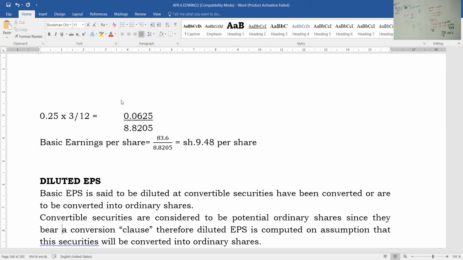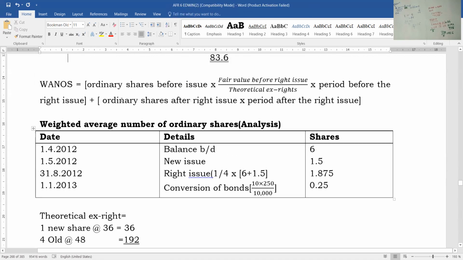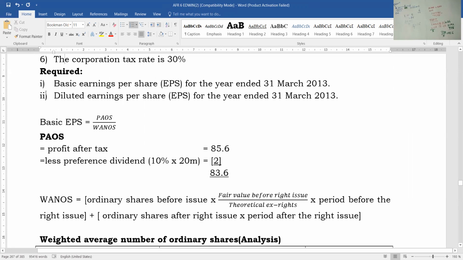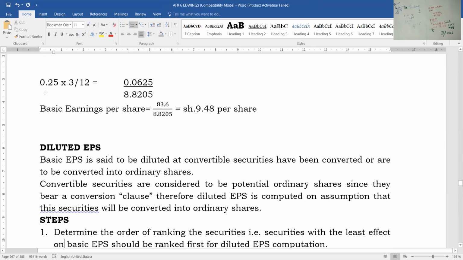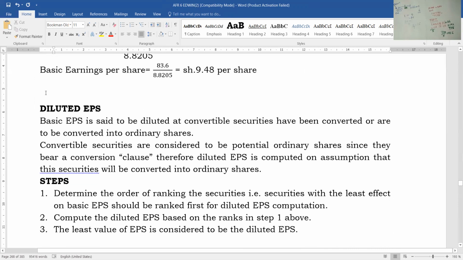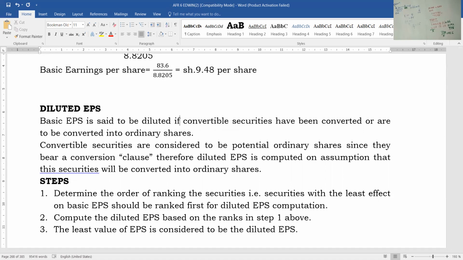Now what about diluted? That was the second requirement, number 2. We are done with the first one, so number 2 is now the diluted earnings per share. For you to do the diluted earnings per share, I have to introduce a bit about it. We say that basic earnings per share is said to be diluted if convertible securities have been converted or are to be converted to ordinary shares.